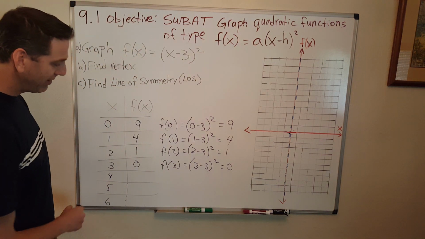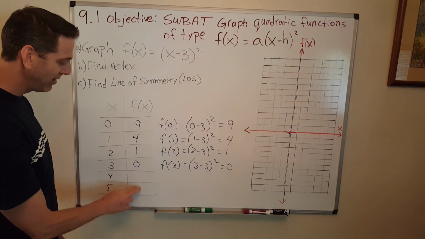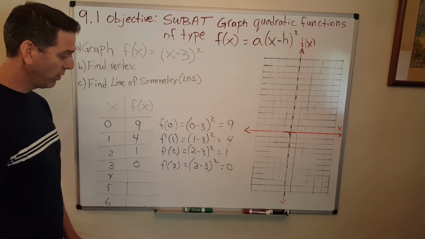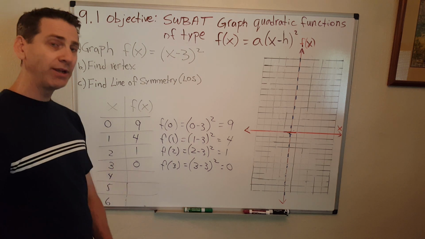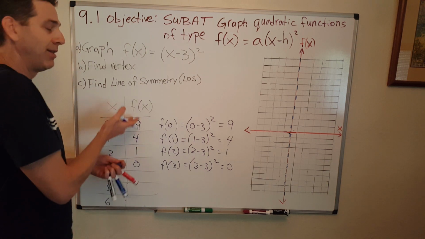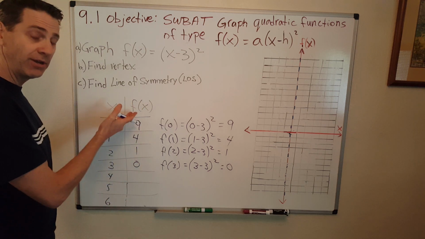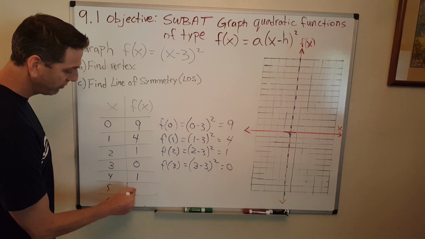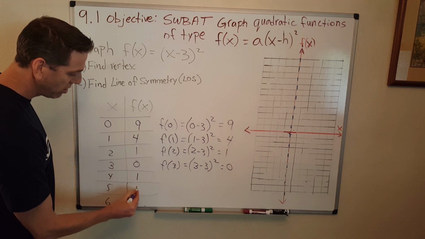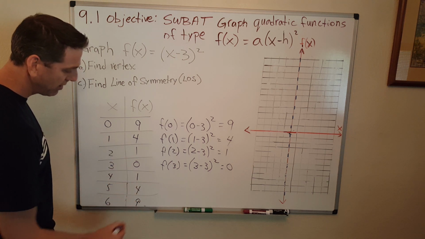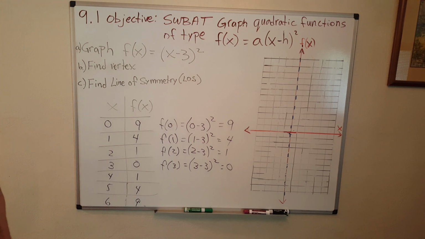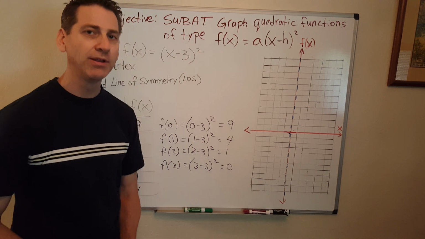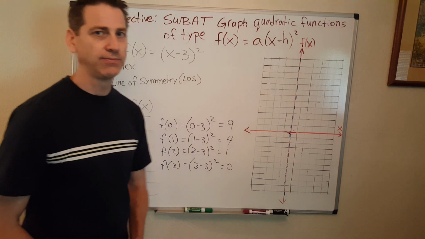Now remember from last time, we can fill in these values really quick. It's just a mirror image of these values here. So this would be a 1, because that's a 1, and this would be a 4, and this would be a 9. There's our 7 ordered pairs.